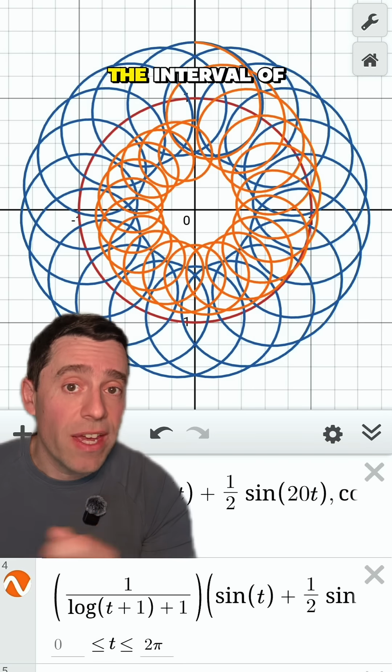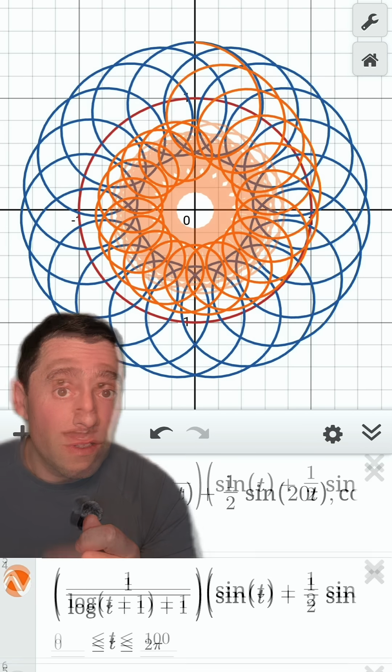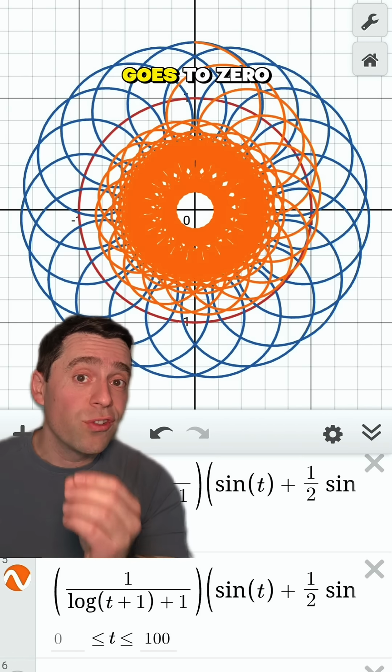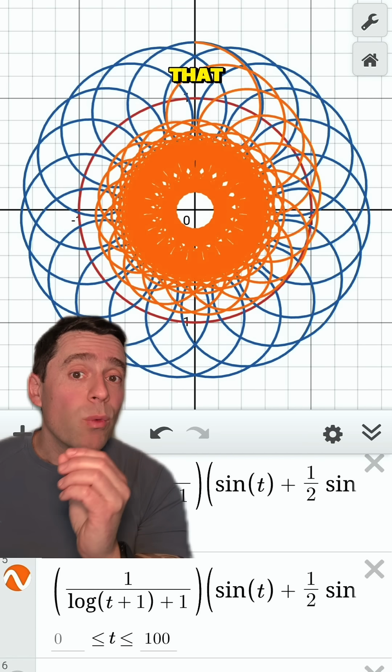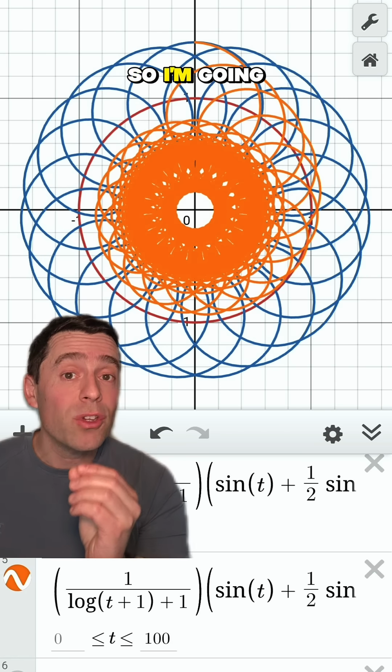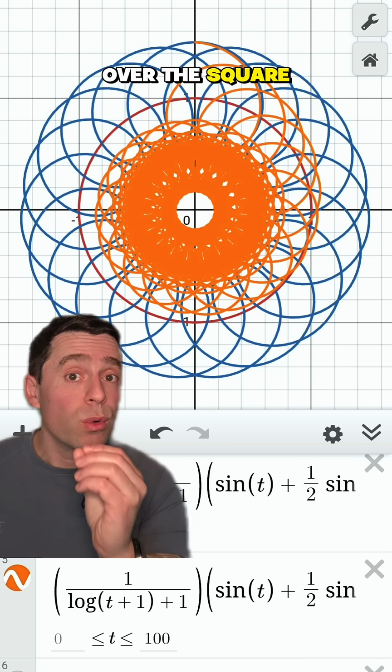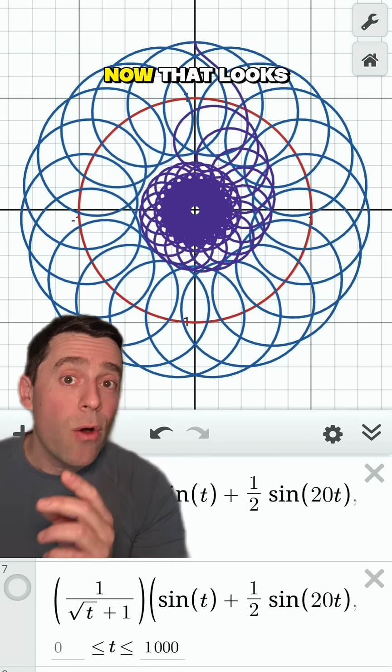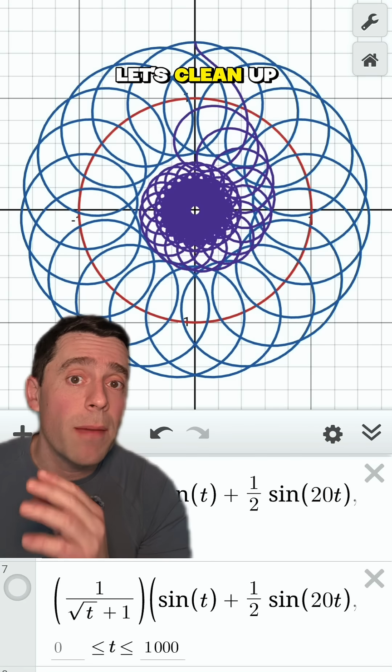So let's increase the interval of time to do more loops. And this looks better, but this function goes to 0 so slowly that we're never going to be able to fill in the center. So I need something in between. So I'm going to multiply instead by 1 over the square root of t plus 1. Now that looks better. Let's clean up a little bit.